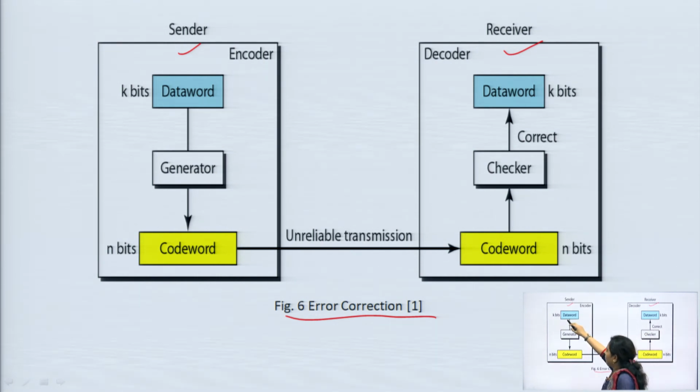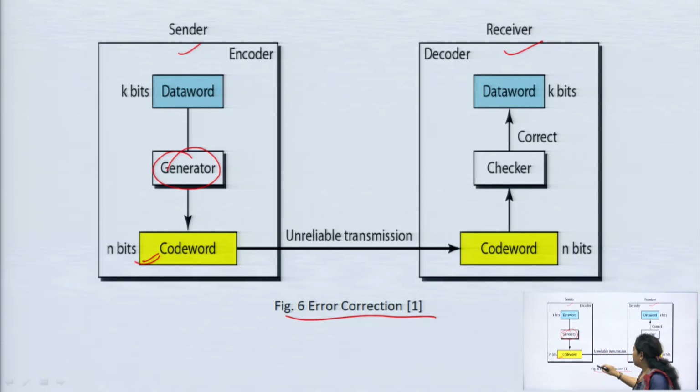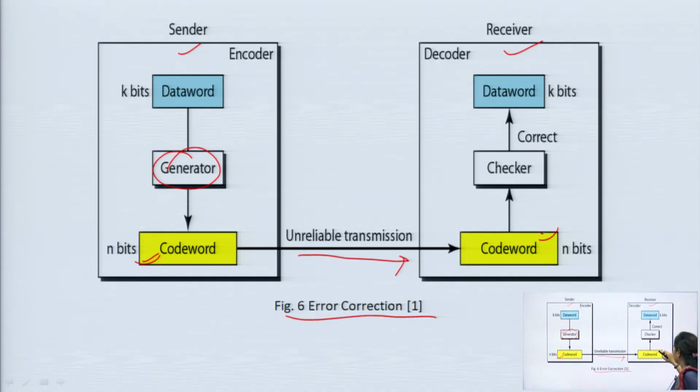It will generate k bits of data, which will be applied to the generator side, then given to the code word that has n number of bits. Then it is applied to the unreliable transmission, you cannot rely on this transmission, and it will be applied to this code word. Now, at this code word it will be applied to the checker, where we have to check whether the error has occurred or not, and in this case you do not have to remove it, you do not have to delete it, you have to correct that particular error.